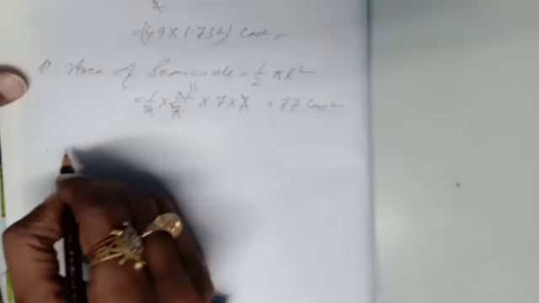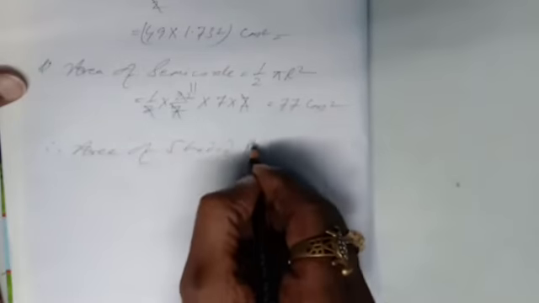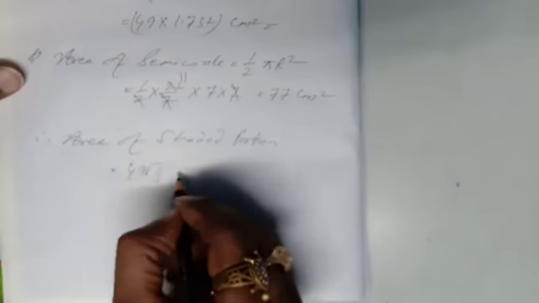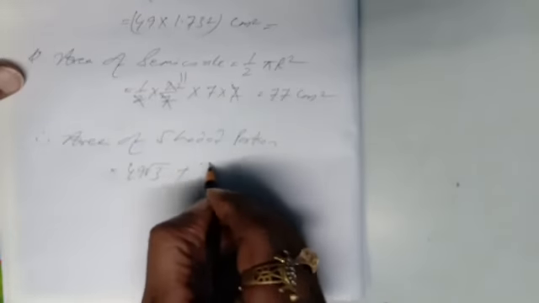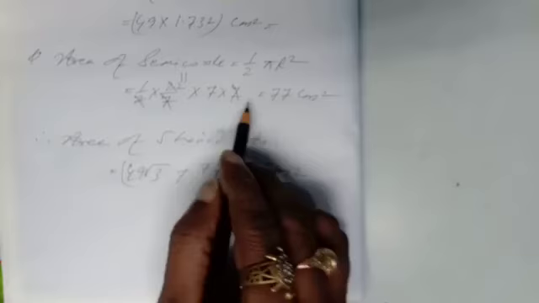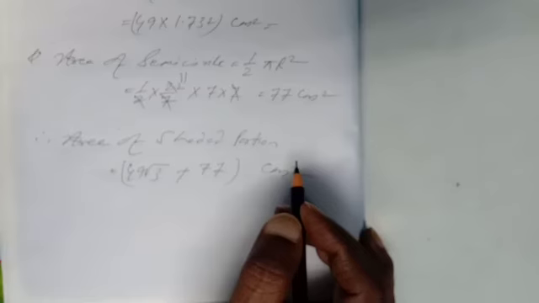Therefore, area of shaded portion will be how much? Area of shaded portion will be area of equilateral triangle, that is 49 root 3, plus area of semicircle, that is 77. You have to calculate on your own. I am leaving it here. In this way, I have completed area of the shaded portion, area of equilateral triangle and area of semicircle. You have to put the value of root 3, that is 1.732, and that is your final result. Okay, let us go to the next number.